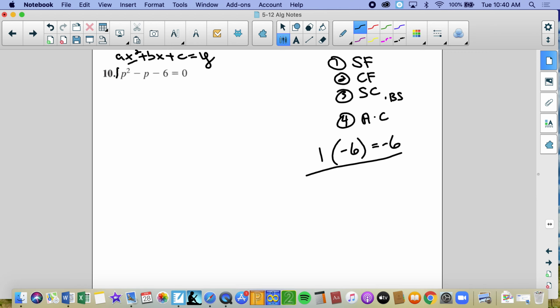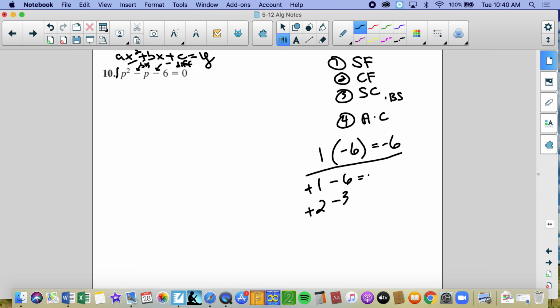And now I need factors of 6, which are 1 and 6, 2 and 3. My signs are different. When it's subtraction, when it's negative, the signs are different. And the bigger is negative. So I have these two, and the bigger is negative. That means the smaller must be positive because these signs have to be different. The bigger of these two is negative, and the smaller would be positive.